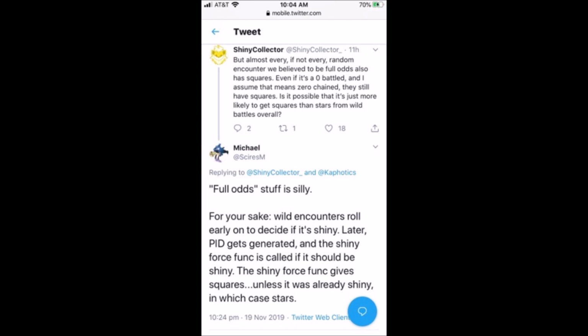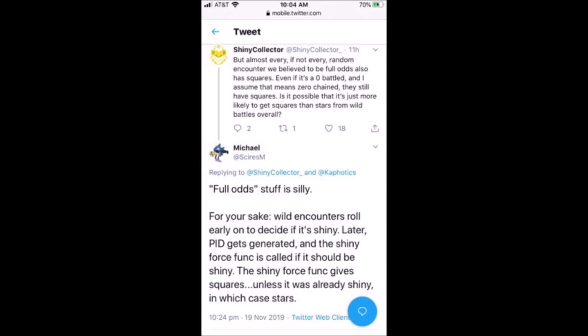So it doesn't matter whether you're chaining or not chaining. That's why we've seen all these full odd shinies having squares, all of the chain shinies having squares. Basically all of the shinies in the wild have squares, and it's because of this force function on the PID. So you may be wondering, if that's the case, what is the point of this first initial roll? Like, why is there another roll for wild encounters?